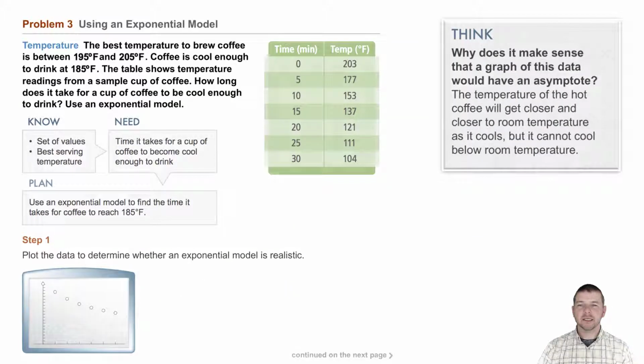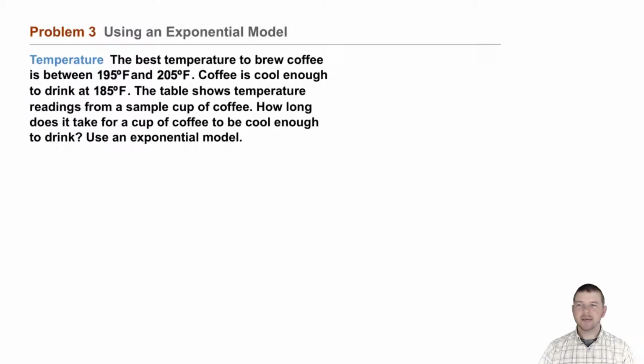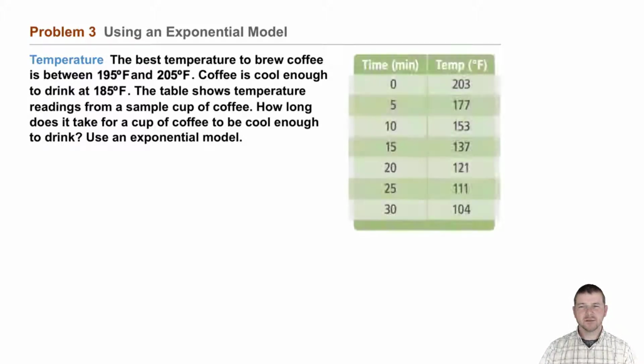Problem 3. Using an exponential model. Temperature. The best temperature to brew coffee is between 195 degrees Fahrenheit and 205 degrees Fahrenheit. Coffee is cool enough to drink at 185 degrees Fahrenheit. The table shows temperature readings from a sample cup of coffee. How long does it take for a cup of coffee to be cool enough to drink?